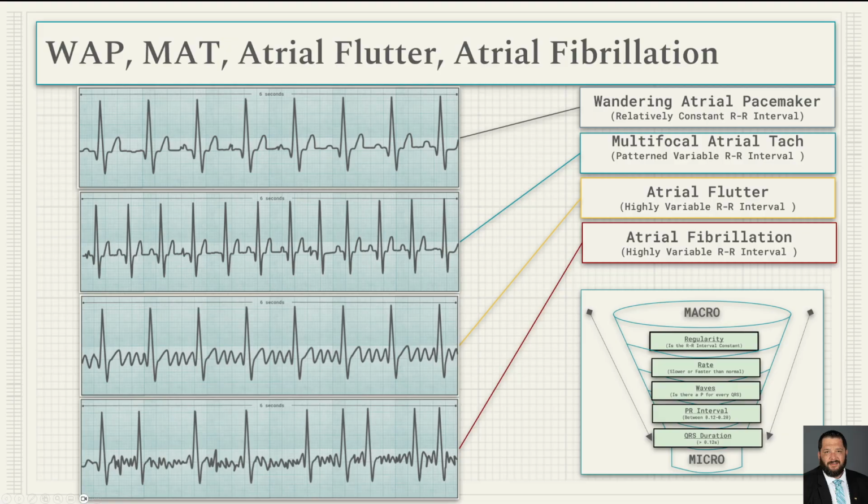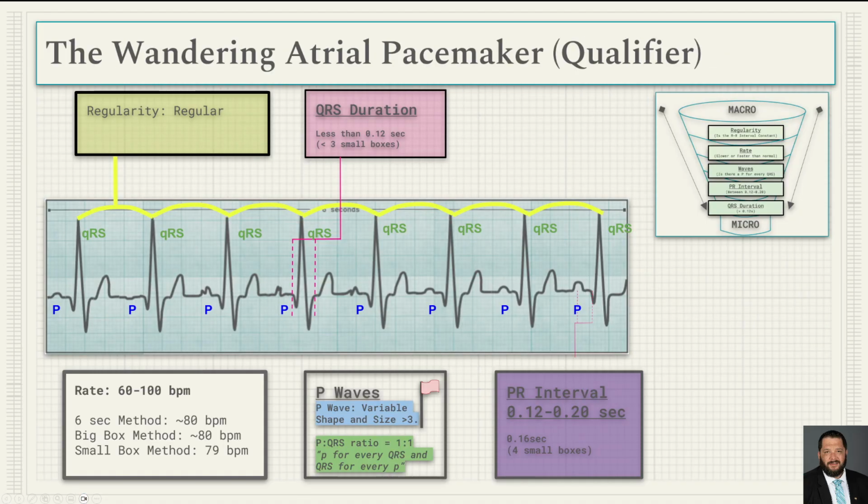The four rhythms we're going to talk about are wandering atrial pacemaker, multifocal atrial tach, atrial flutter, and atrial fibrillation. We have one other rhythm to discuss that we'll add to this section at the end. First of all, let's look at wandering atrial pacemaker. For this rhythm, we're going to use our same process that we've established. We're going to start with regularity. Note the R to R interval is regular between each complex, noting a regular rhythm. Next, we're going to look at the rate. The rate for this is within the normal intrinsic firing rate of the SA node, but may vary slightly.